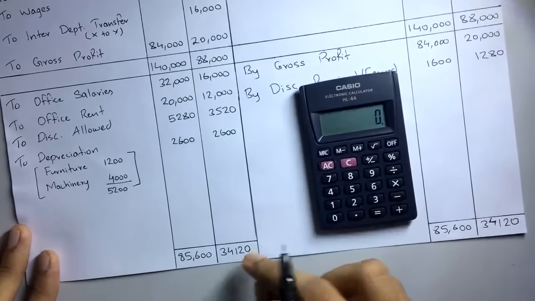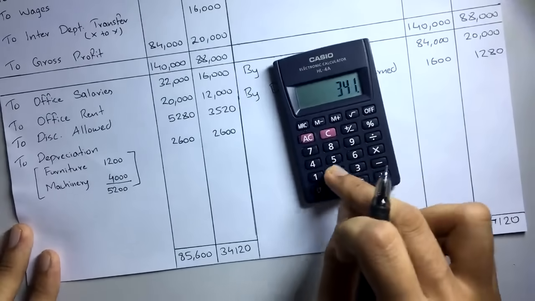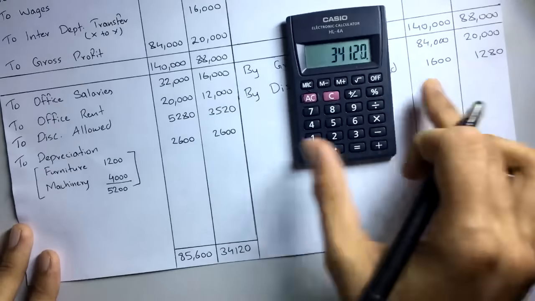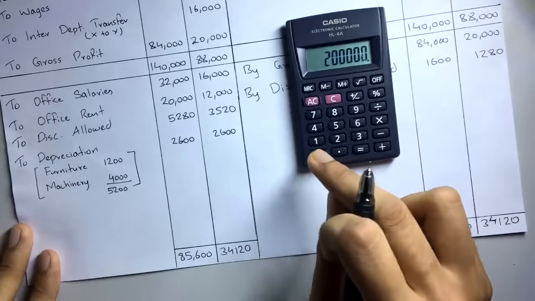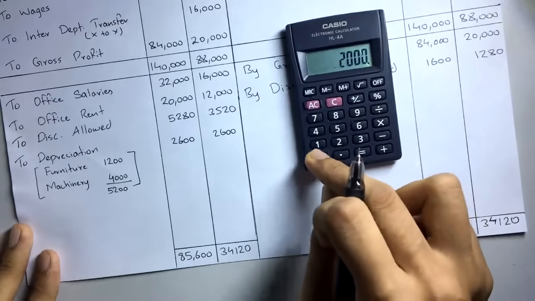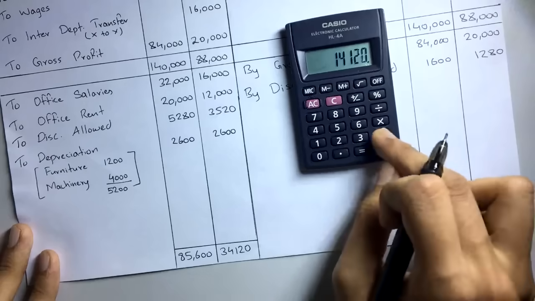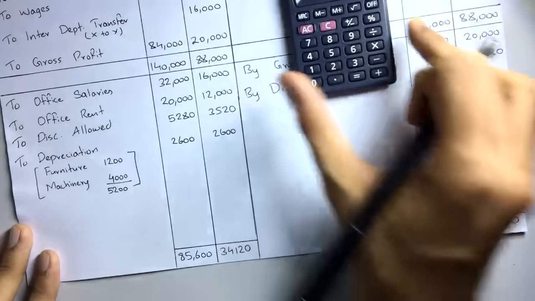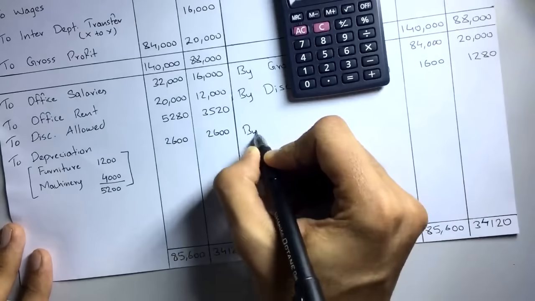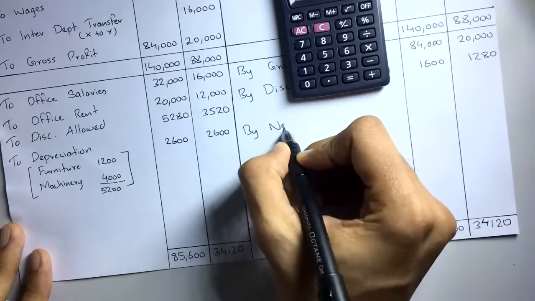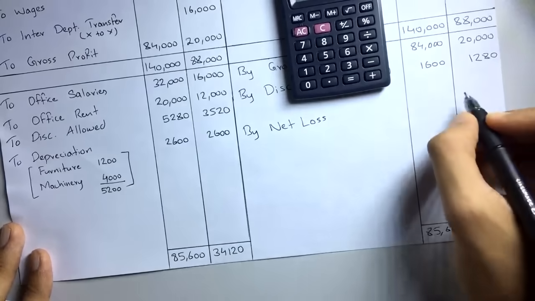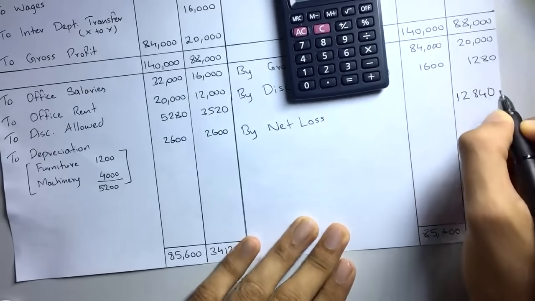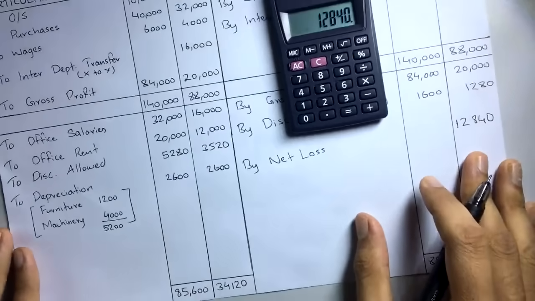See, now let's take this 34,120, minus of Y department. Okay, 34,120 minus 20,000 minus 1,280, that is equal to 12,840. So it is net loss for the Y department, net loss of 12,840. Okay, 12,840 is the net loss for the Y department.